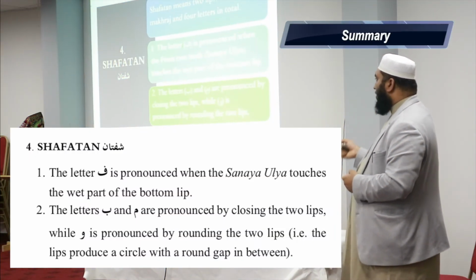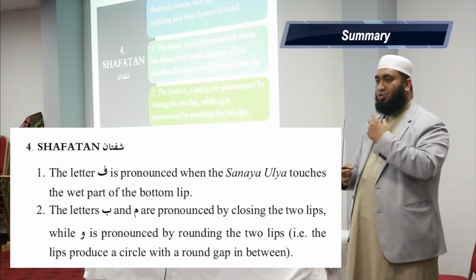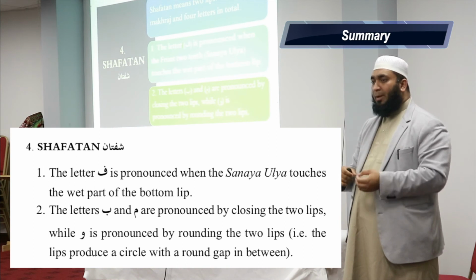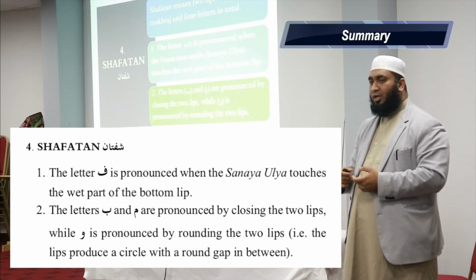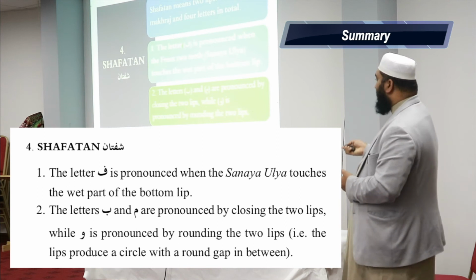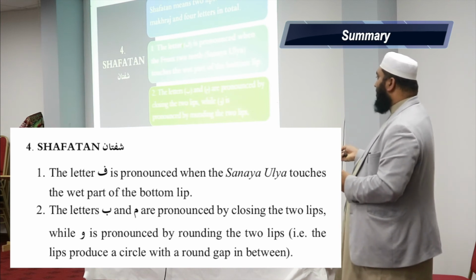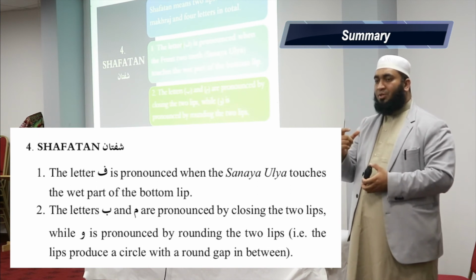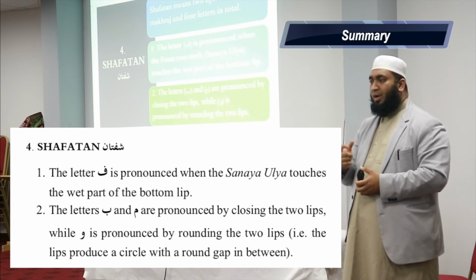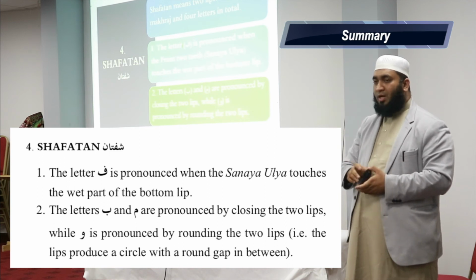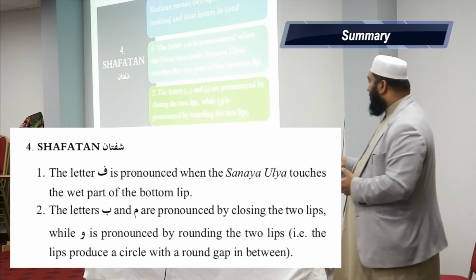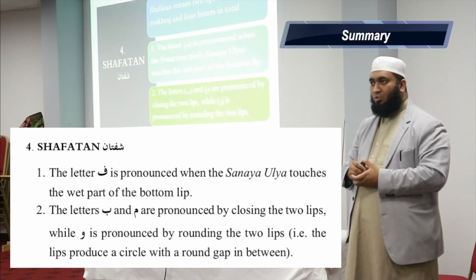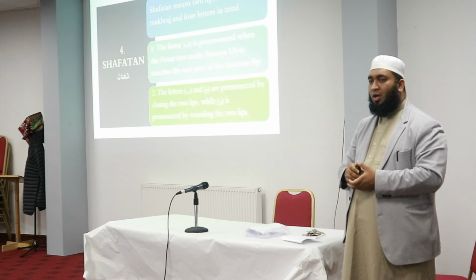So let's see the letters of shafatan again. Fa is pronounced when the upper front 2 teeth touch the inner part of our lower lip. Then the second makhraj in shafatan is the letters ba and mim. When we close both lips, ba and mim are pronounced. Ba is from the inner part, mim is from the outer part. Then by rounding our lips, waw is pronounced.